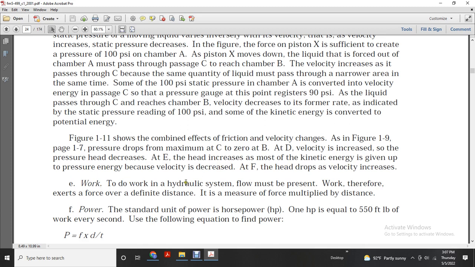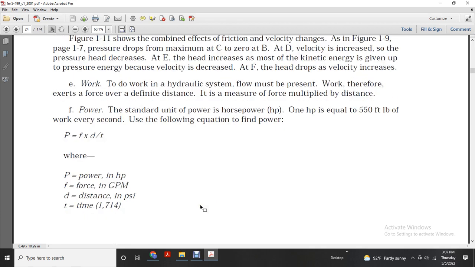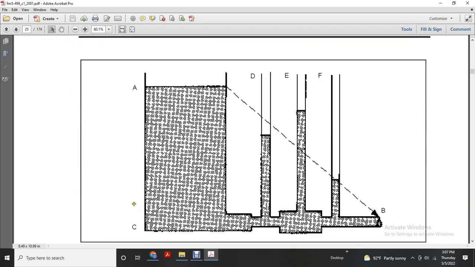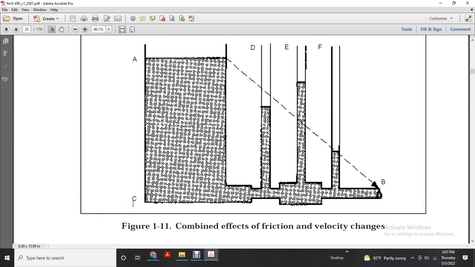For a hydraulic system to work, flow must be present with work, which exerts force through a definite distance, measured as force multiplied by distance. Power: the standard unit of power is horsepower, where 1 horsepower is equal to 550 foot-pounds of work every second. Use the following equation to find power. Power in horsepower is equal to flow in gallons per minute times pressure in psi, divided by 1,714. This shows the combined effects of friction and velocity changes at A, C, B, D, E, F.